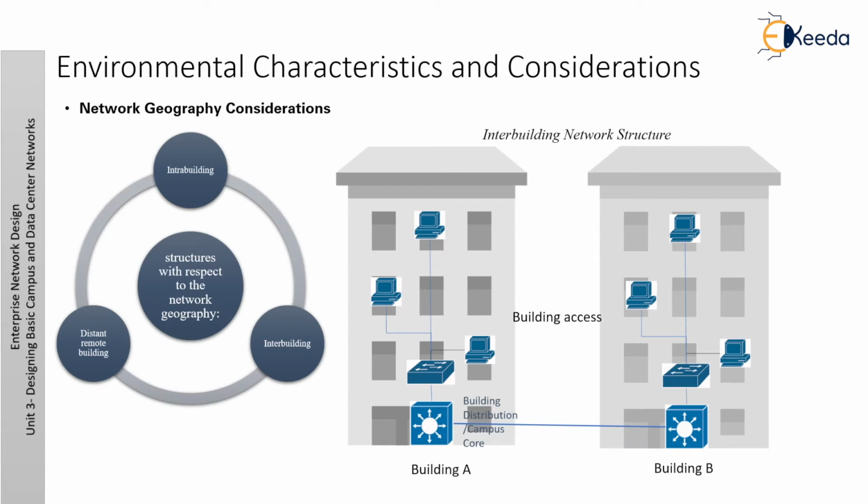The campus environment, including the location of the network nodes, the distance between the nodes, and the transmission media used, influences the network topology. So here in this lecture, we will examine the environmental characteristics and consideration. So first thing is network geography consideration. In this network geography consideration, intra-building, inter-building, and distant remote building is considered with respect to the network geography.